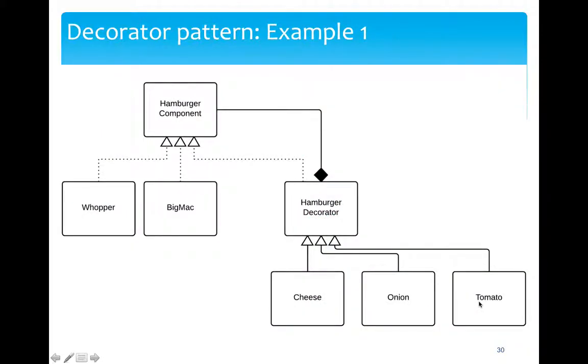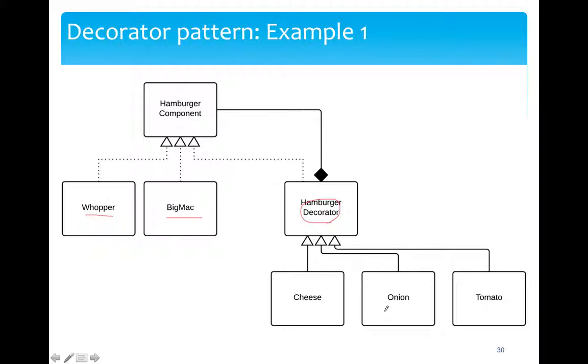The first example is the hamburger. We have a hamburger component interface which defines the behaviors for the concrete components. We have a Whopper and a Big Mac, which will receive more responsibilities through decorators. We have three kinds of decorators, three responsibilities you can add to the component: cheese, onion, or tomato. We could add the cheese and the tomato, or cheese twice, and so on. So we have lots of combinations of decorators there. That fits the decorator design pattern.